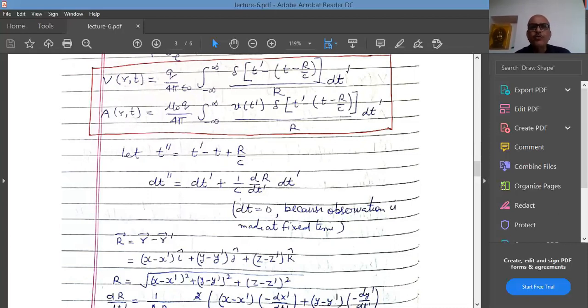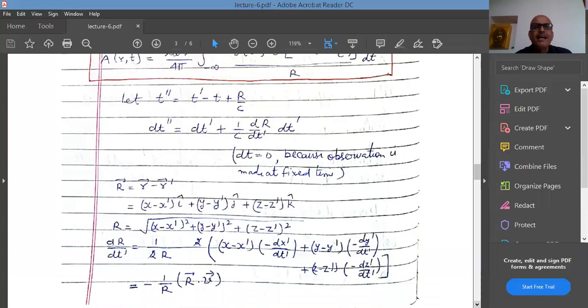That is why the value of dt will be equal to 0, because the observation is made at a fixed time. Now, this dr, I have written 1 over c as it is. I have written it as dr over dt multiplied by dt dash, so that we can calculate the value of dr over dt. Now, if you look at r, the vector r is r minus r dash. In vector form, we can write it as i cap into x minus x dash plus j cap into y minus y dash plus k cap into z minus z dash.